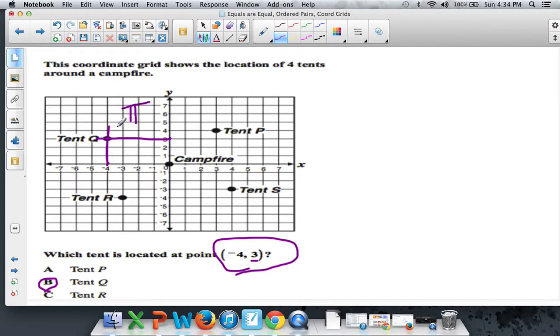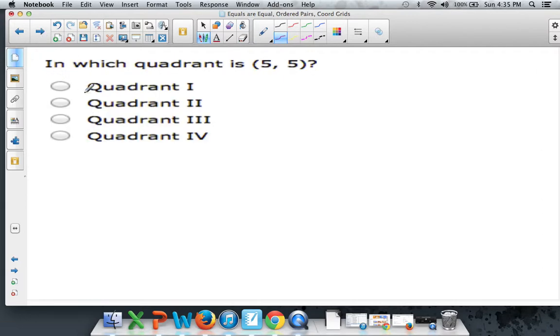Do you remember quadrants? Quadrants are kind of like the 4 corners of a coordinate grid. You ever played 4 corners before? This one right here is quadrant 1. This is quadrant 2. Down below is quadrant 3. And to the right of that is quadrant 4. Why do I bother telling you this? Because the next question is about quadrants. Yeah, check it out. In which quadrant is 5, 5?